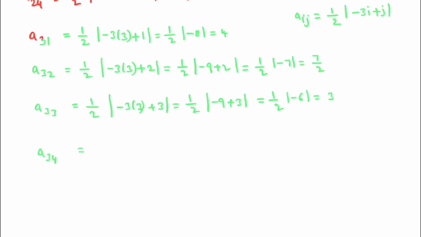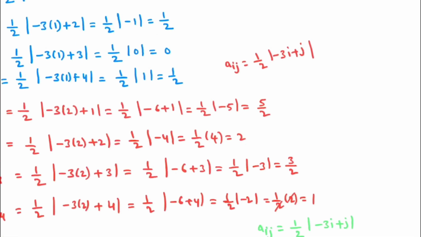Okay. A34 is 1 by 2 into modulus of minus 3 into, in place of i 3, in place of j 4. That equals 1 by 2 into modulus of minus 9 plus 4. That equals 1 by 2 into minus 9 plus 4, which is minus 5. Modulus of minus 5 is 5 by 2. I hope you are understanding. So what values you got?